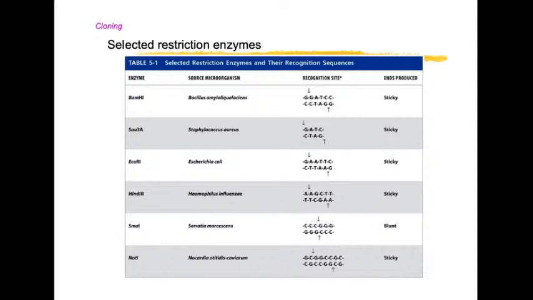These are various examples of restriction enzymes: BamHI, Sau3A, EcoRI, HindIII, SmaI. Their microorganism sources are listed like this, and they cut the recognition sites like this and produce either sticky or blunt ends. A blunt end is cut in the middle, leading to no sticky ends at the end.